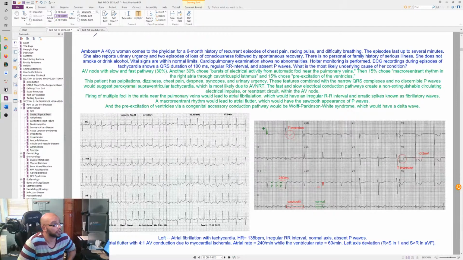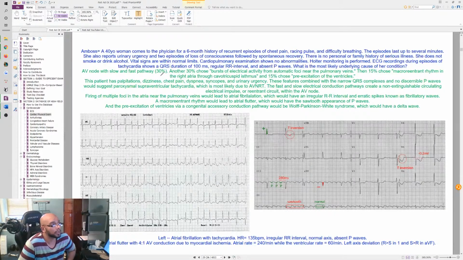She does not smoke or drink alcohol. Vital signs are within normal limits. Cardiopulmonary exam shows no abnormalities. Holter monitoring is performed. ECG recordings during episodes of tachycardia shows a QRS duration of 100 ms, regular RR interval, and absent P waves. What is the most likely underlying cause of her condition?